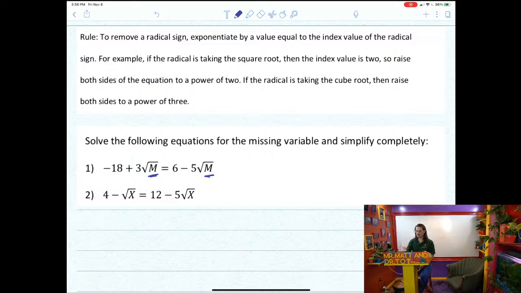The same thing is true for number 2. They're both x. So they might not be a number, but they both represent the same value. So you can use the operations of radicals here.